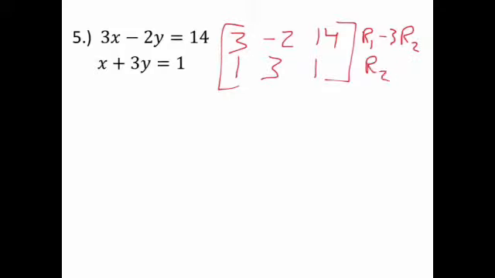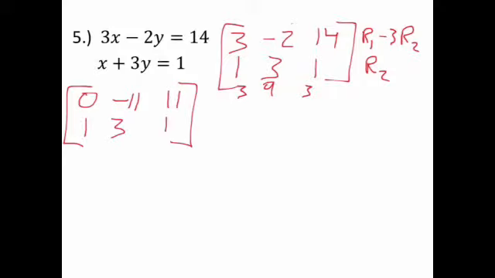I'm going to leave row 2 the way it is. Temporarily, row 2 multiplied by 3 is 3, 9, and 3. So that's going to give me my next matrix. 3 minus 3 gives me 0. The negative 2 minus 9 gives me negative 11. And then 14 minus 3 gives me 11. And on the bottom I still have 1, 3, 1.